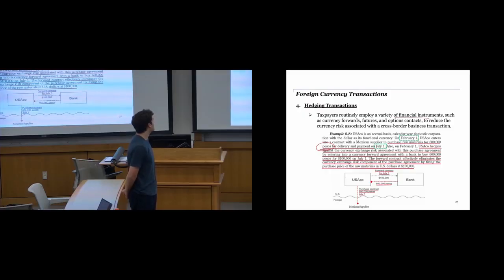Also on February 1st, USA Co hedges against the currency exchange risk associated with its purchase agreement by entering into a currency forward agreement, just an option, with the bank to buy 600,000 pesos for 100,000 USD on July 1st. So there's important dates here. This February 1 is when I enter into the transaction in pesos. February 1, good fact. I also enter into the forward contract, currency forward contract, and both of them settle on July 1.